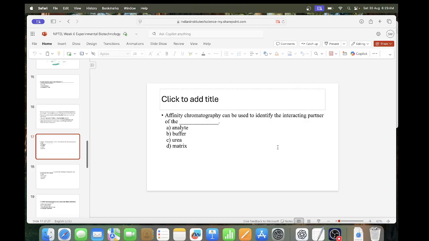The next question is, again, similar to what we looked at earlier. Affinity chromatography can be used to identify the interacting partner of the dash. Option A, analyte. Option B, buffer. Option C, urea. Option D, matrix.